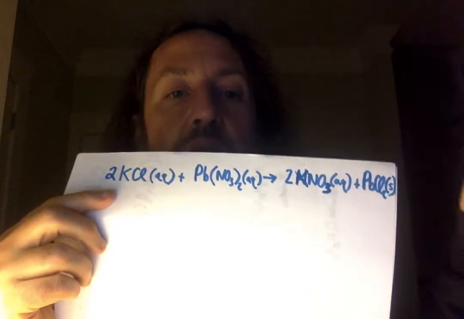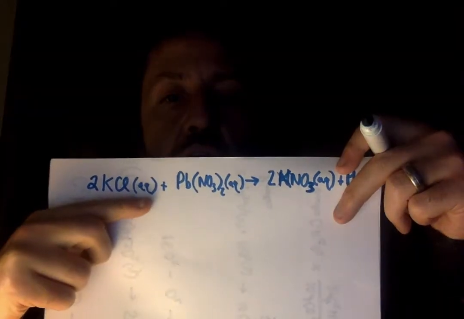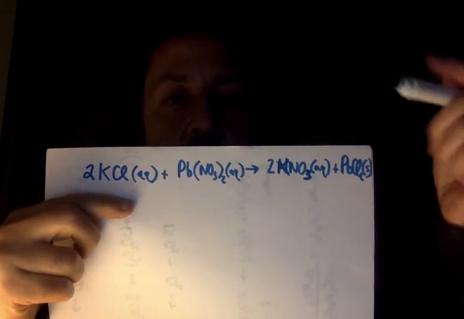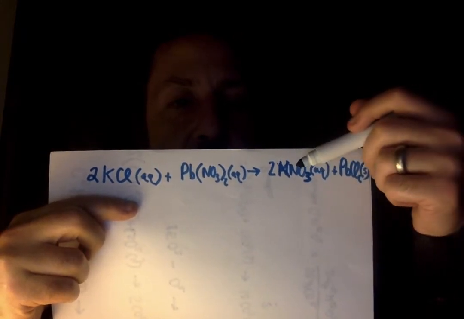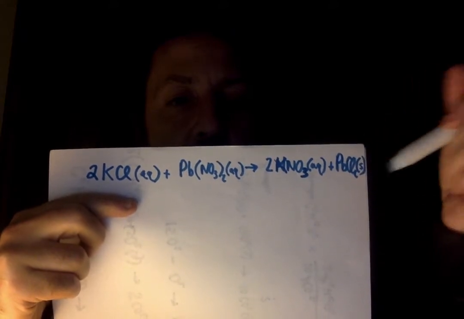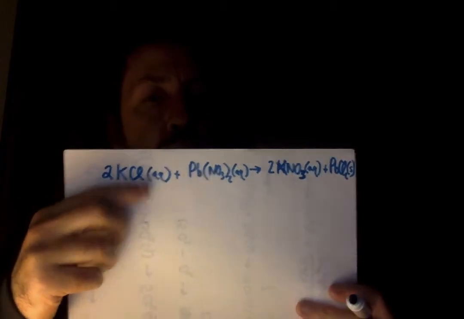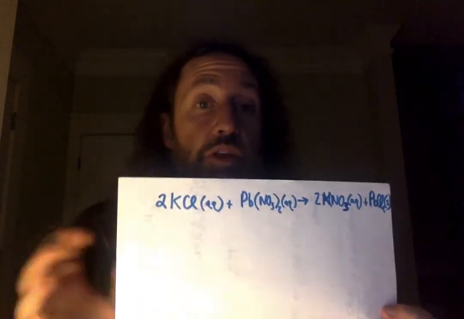So now in a balanced reaction, I've got 2 potassium chloride plus lead 2 nitrate. When you mix them together, you get 2 potassium nitrate and the lead chloride precipitate. Okay, now since I balanced it, the first thing I want to do is a full ionic equation, so I have to split everything up, and I might have to write kind of small, so bear with me.